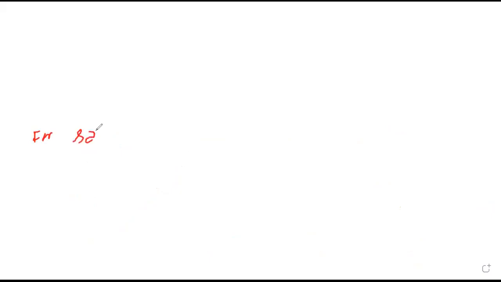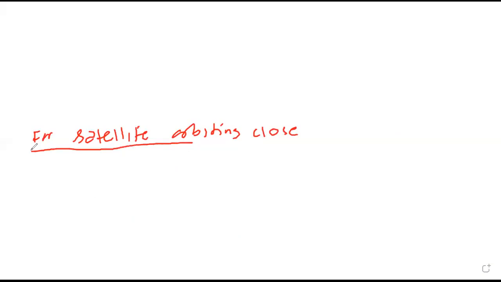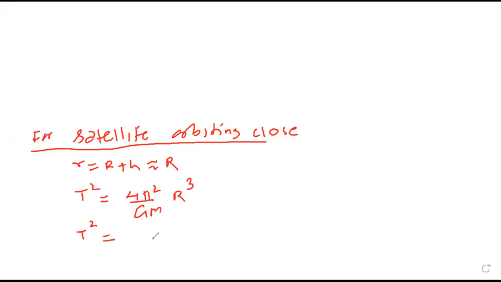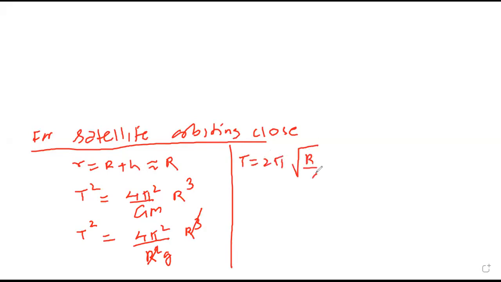For a satellite orbiting close to Earth's surface, small r, which is R plus h, will become approximately R. So I can say T square is 4 pi square upon GM into capital R cube. So T square equals 4 pi square upon g R square into R cube. R cube and this R square cancel, one R will be left out. So T is 2 pi root of R by g when orbiting close to Earth's surface.